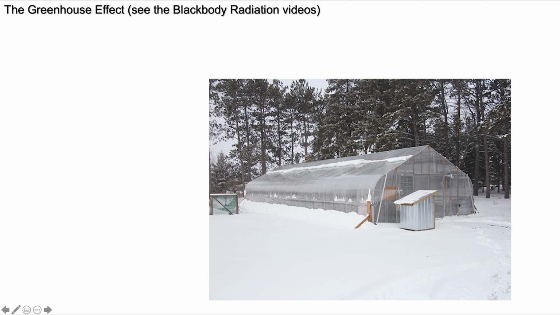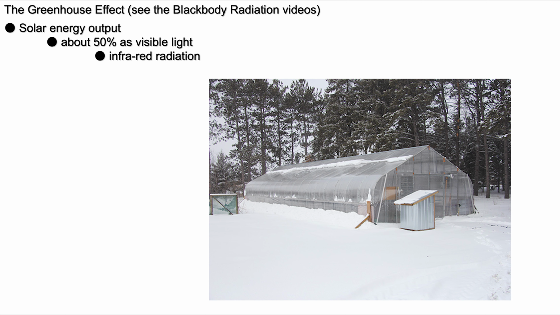Now this brings us to the greenhouse effect. We talked about this in the Blackbody radiation videos. We start out with solar energy output. About 50% of this energy reaches the Earth as visible light. There's a small amount reaching the Earth as infrared radiation, but the Earth is producing infrared radiation by taking that short wavelength radiation and re-emitting it as longer infrared radiation.